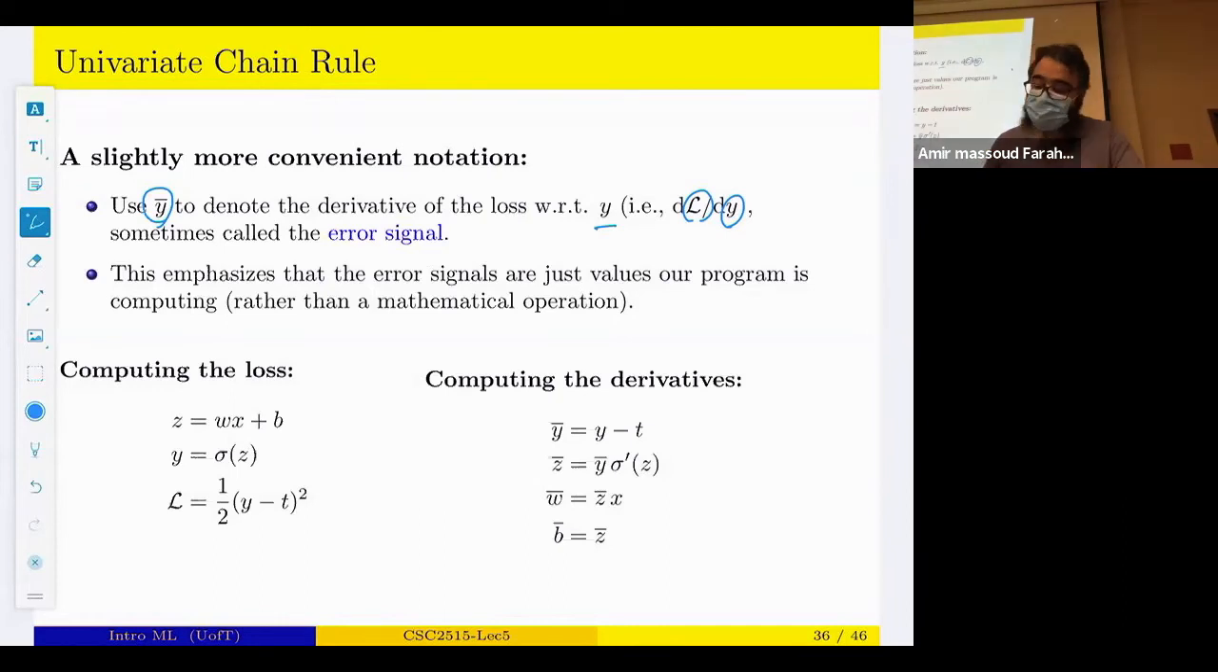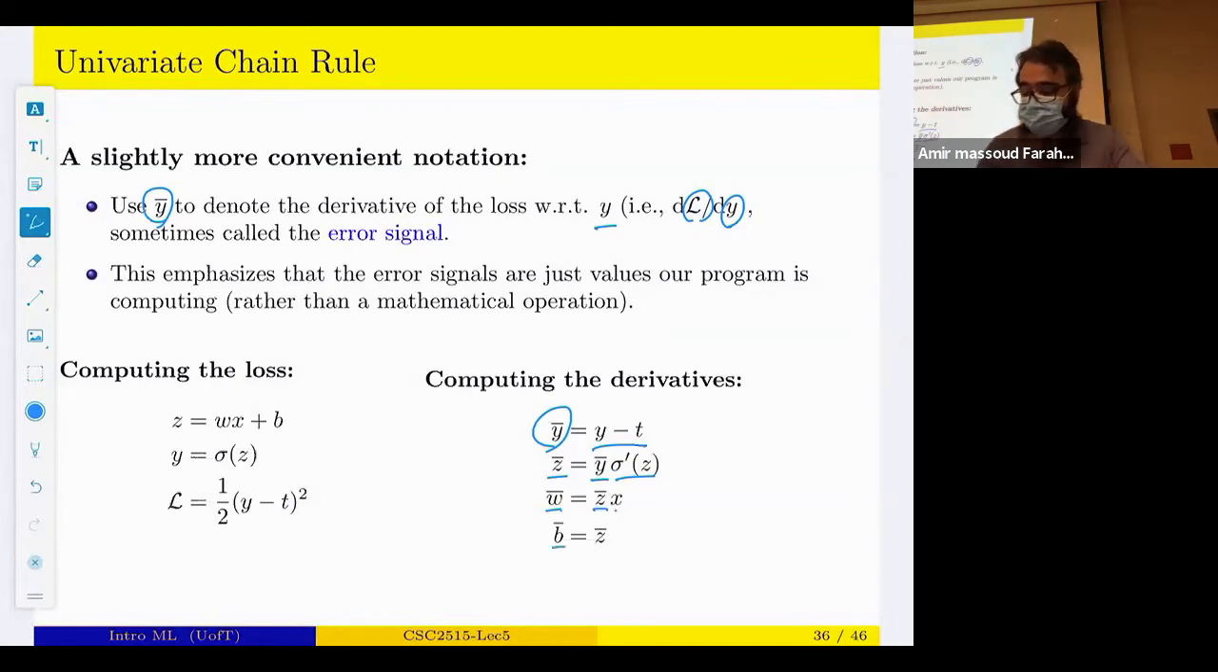So we can do the computation again like before. The derivative of loss with respect to y, which is y bar, is y minus t. Now the derivative of loss with respect to z is just y bar times the derivative of sigma of z. The same for the derivative of loss with respect to w, which is z bar times x, and the same for b.